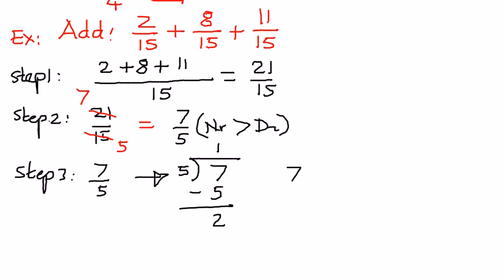Therefore 7 over 5 we can write as 1, 2 over 5 as a mixed number. So 7 over 5 is in its improper fraction format. 1, 2 over 5 is in its mixed number format. So therefore, when we have 3 fractions to add, we're going to simplify the process as shown here.